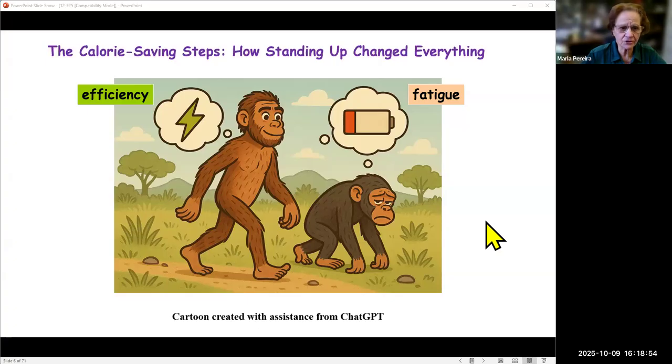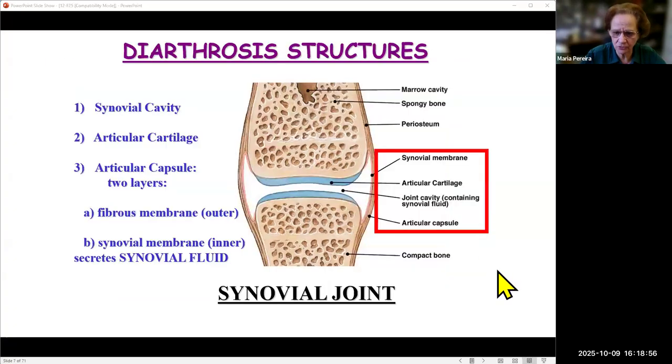Okay, so let's go to the diarthroses, which are the most complex articulations in our body. All diarthroses have specific components, but some diarthroses have additional components. But these that are described here are common to all diarthroses. So they all have the articular cartilage that's represented here in blue.